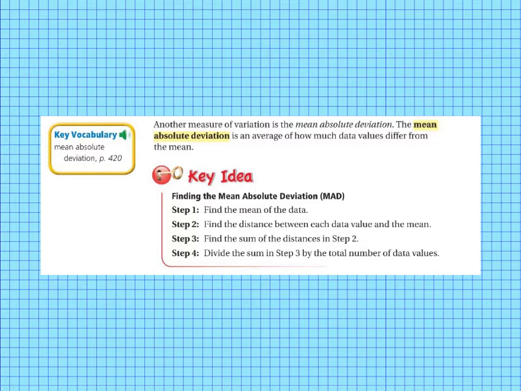So it's important in your notes to be sure and have that definition and also have the steps to finding the mean absolute deviation. That's kind of a mouthful, so we usually just call it the MAD. Step 1, we just find the mean of the data. And step 2, we find the distance between each data value and the mean. So that means you need to subtract each data value from the mean and find out how far away that is. You need to think of it as a distance. So just like absolute value, it always has to be positive. So it's a distance and it's always positive.